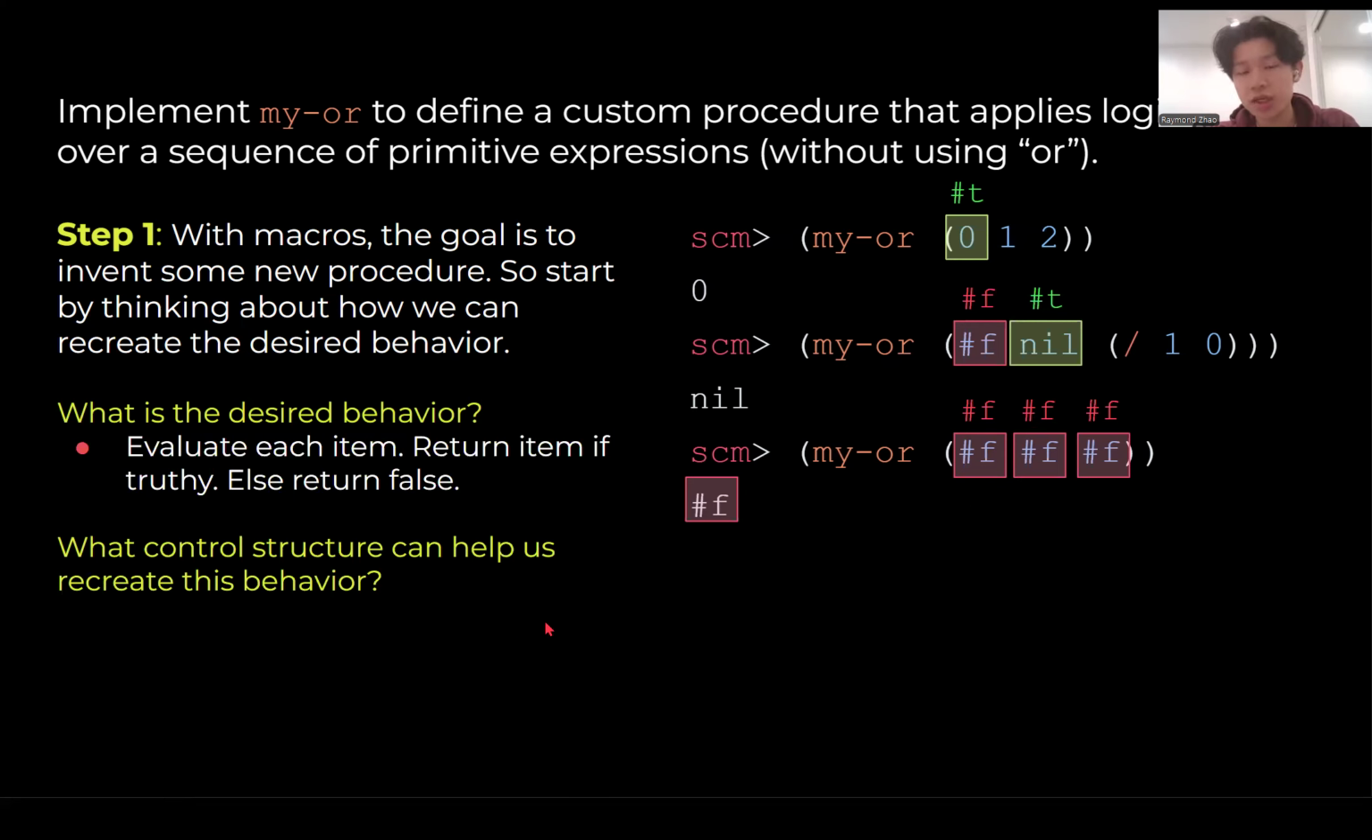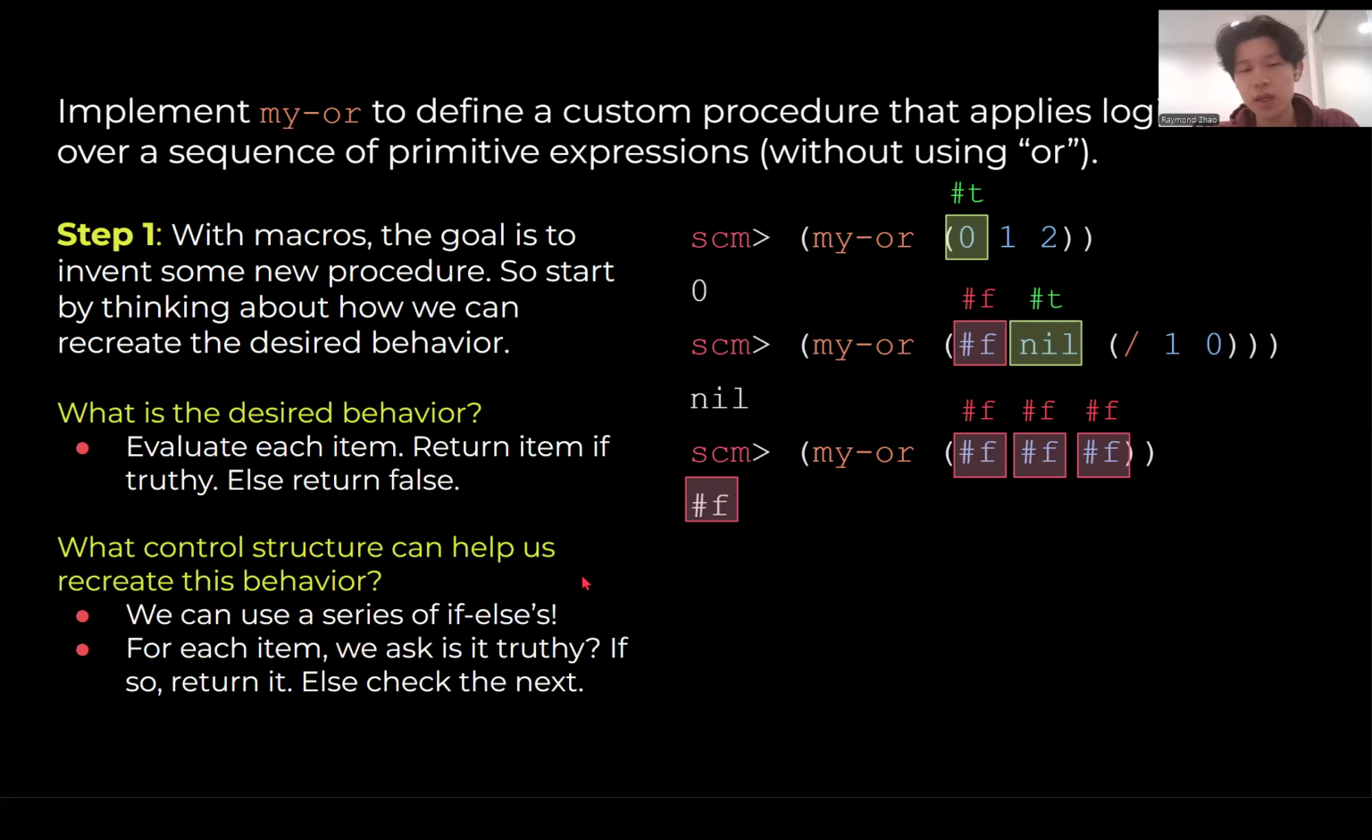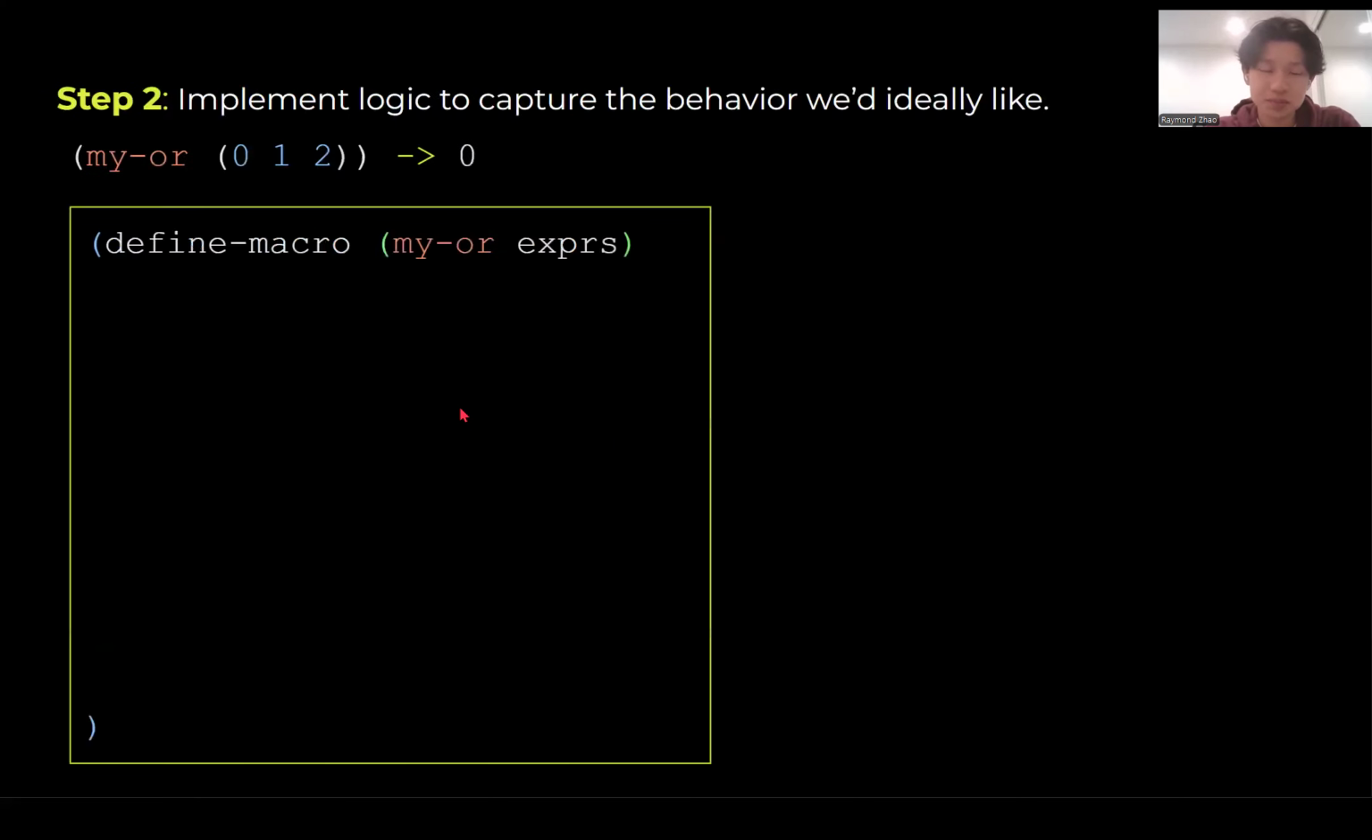Isn't that just a chain of if else's? So what does that mean? I'm going to use the if control structure to build my OR because I'm not allowed to use OR. Again, imagine we're trying to invent the OR. So here we go. I want you to define macro. I'm going to call it my or, and it takes in expressions, which is a list of operands.